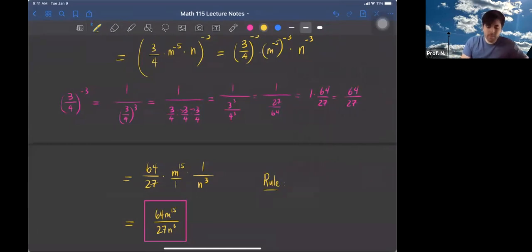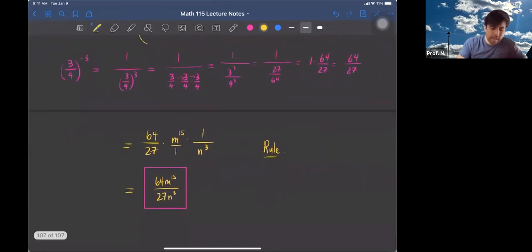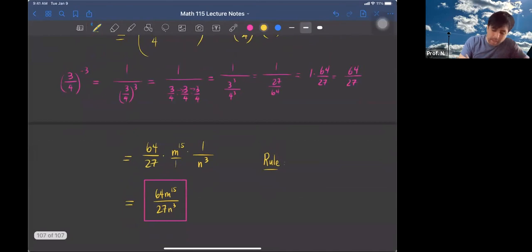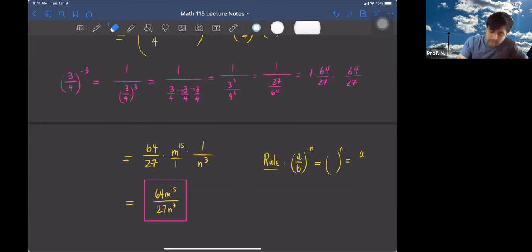Okay, so this is my rule, right? What rule can I apply is that if I have a fraction like a over b, and I have this to the negative nth power, I can rewrite this as a over b to the nth power, which gives me, sorry, I flipped this. This is b over a to the nth power, which is really b to the n over a to the n.